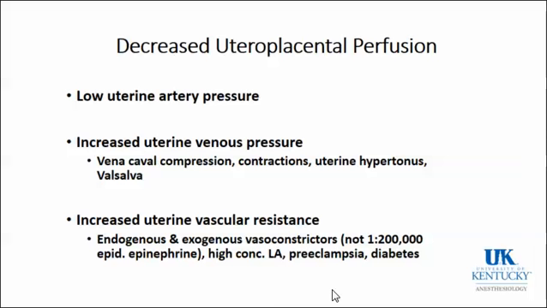And finally, increased uterine vascular resistance. That's a pretty easy one in terms of knowing that both endogenous and exogenous vasoconstrictors can affect uterine vascular resistance. So if mom's in horrible pain, it increases her catecholamine levels. Now, 1 to 200,000 epinephrine that is administered epidurally, not intravascularly, but epidurally, will not increase your uterine vascular resistance. High concentrations of local anesthetic can, and that's probably part of the reason why paracervical block has an effect on uteroplacental perfusion. And then certain disease processes that we commonly see in pregnancy, like preeclampsia and diabetes, can increase uterine vascular resistance.